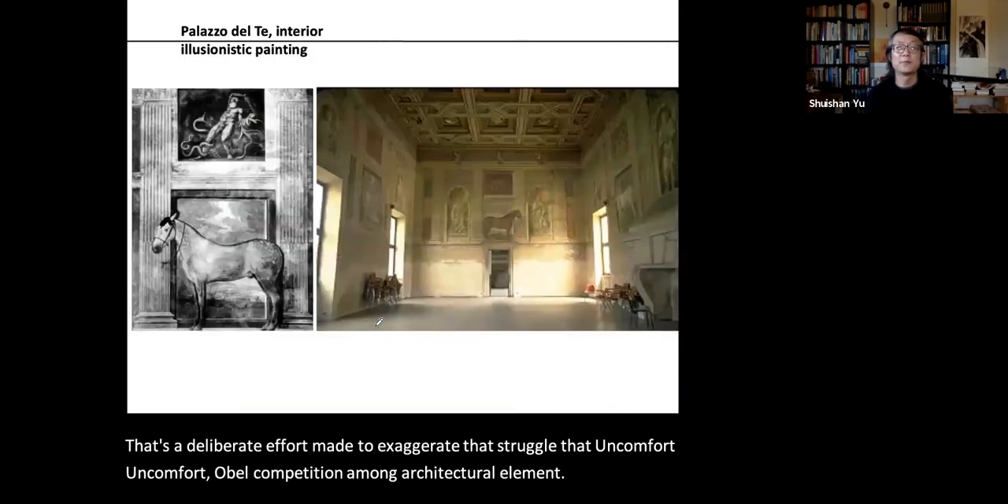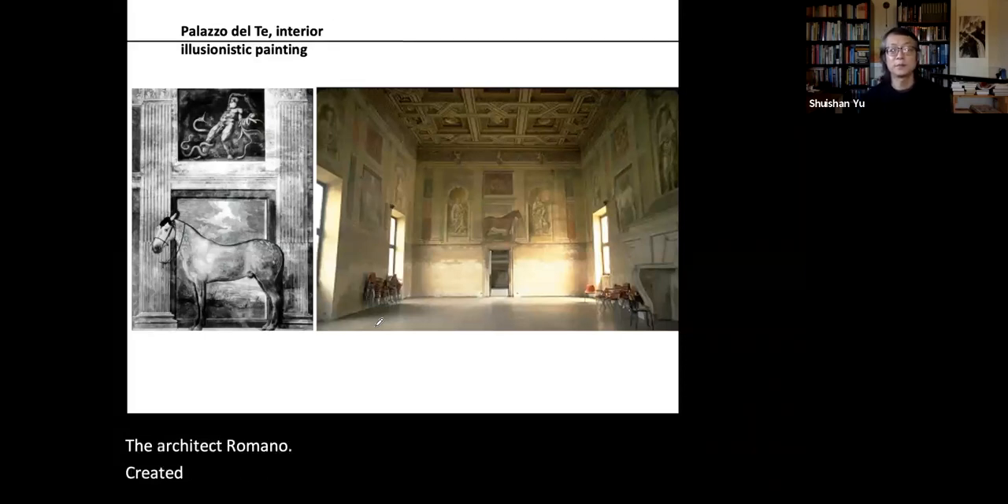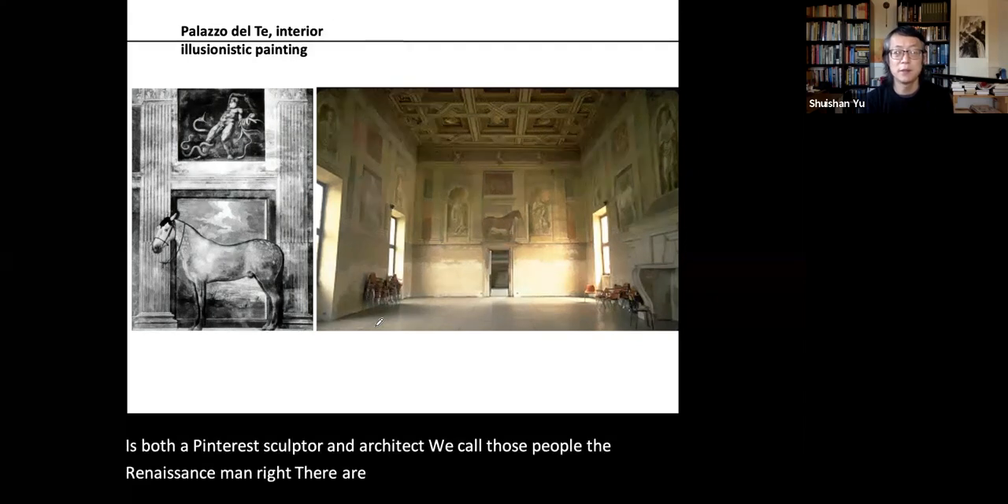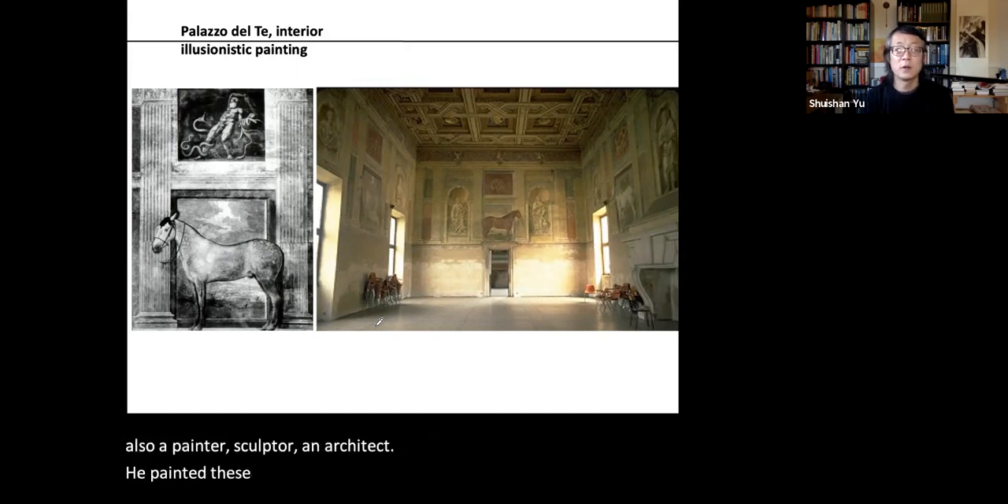In the interior, the architect, Romano, created some illusionistic painting. So the late Renaissance architect, like the High Renaissance artist Michelangelo, was both a painter, a sculptor, and an architect. We call those people the Renaissance men, right? They are multi-talented. Same are the late Renaissance artists and architects like Romano. So he was also a painter, sculptor, and architect.